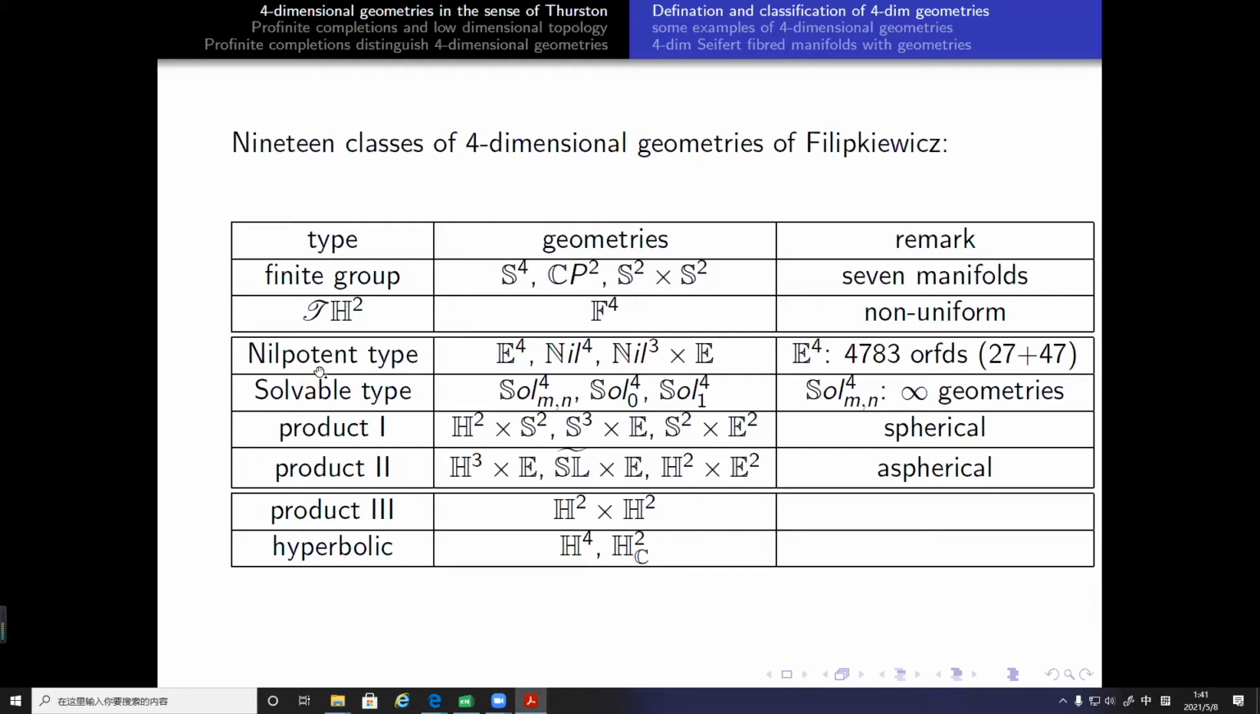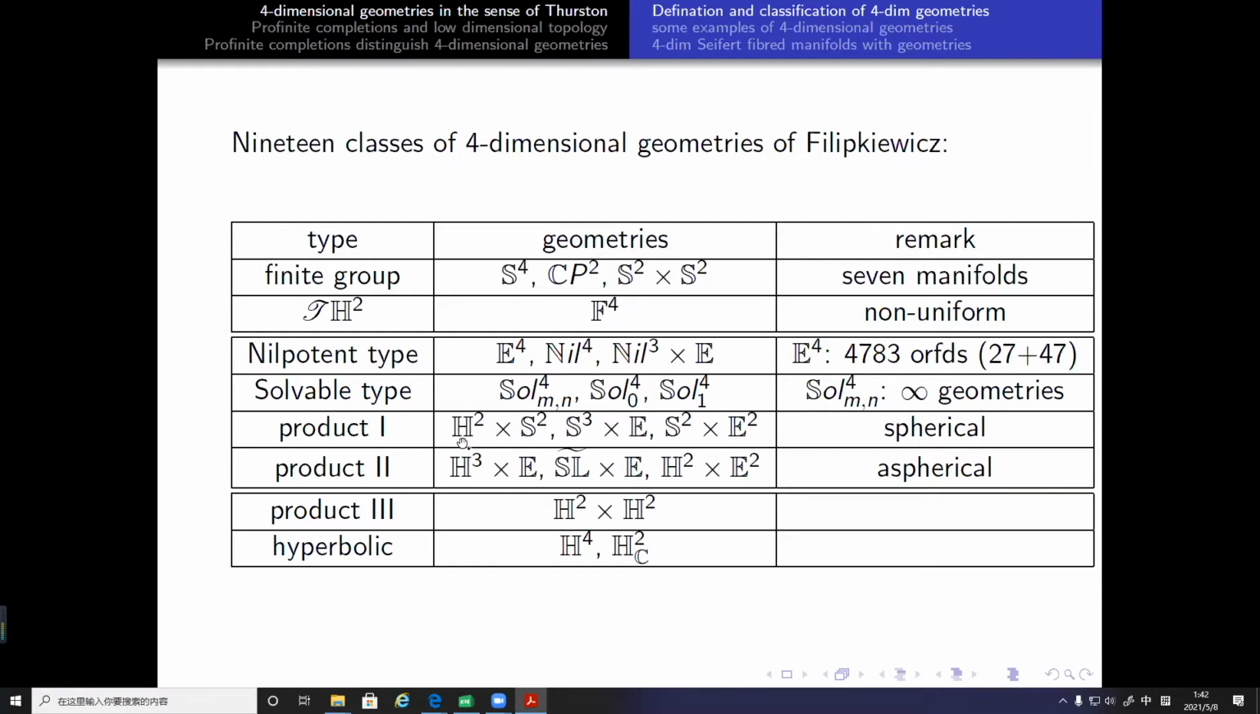The third type is the nilpotent type. In the three-dimensional case, there are E3 and Nil3. But in four dimensions, there are E4, Nil4, and Nil3 times E, where E is just the real line. In the Nil4 and Nil3 times E cases, there are infinitely many manifolds. But for the flat one, there are only finitely many orbifolds and finitely many manifolds. The next is the Sol type. There are three types of geometries: Sol4 m,n, Sol4 0, and Sol4 1. In the Sol4 m,n case, there are infinitely many geometries. We will talk a little more about this later.